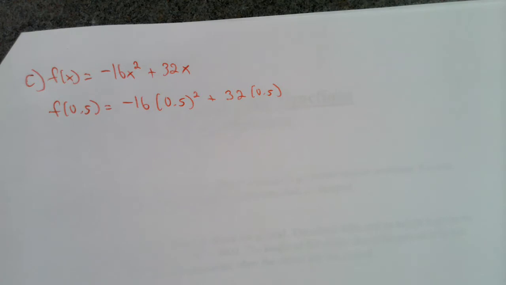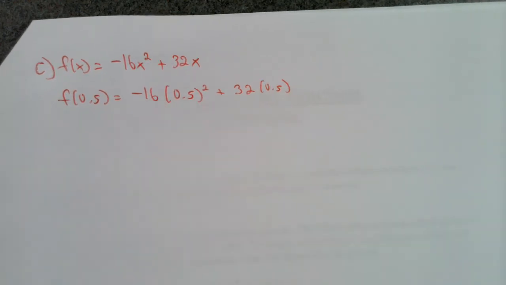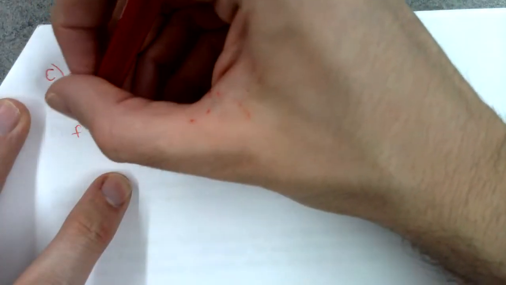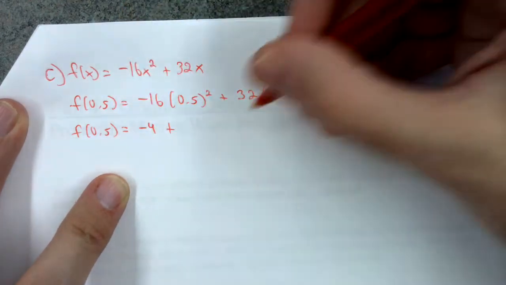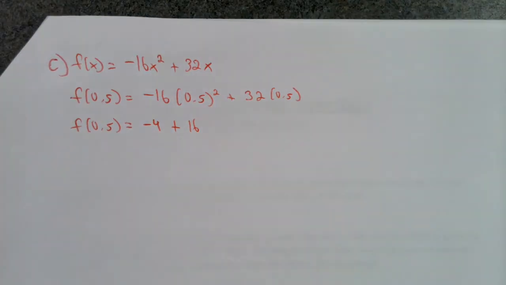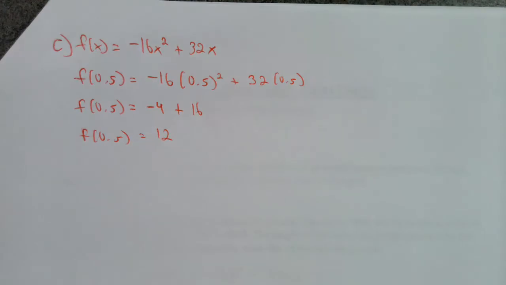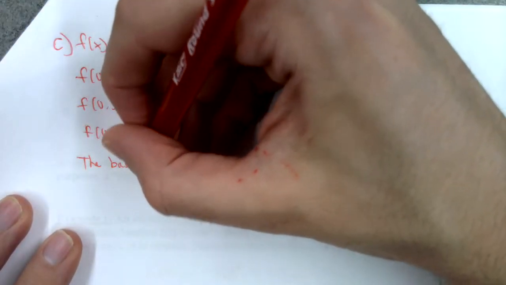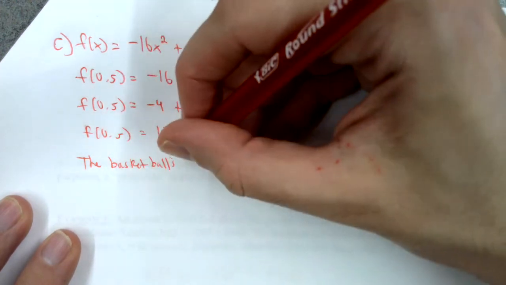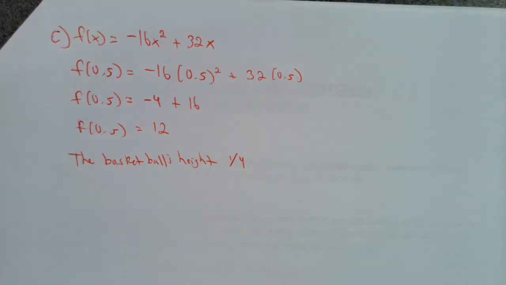0.5 squared is, let's see, 0.25. 0.25 times -16 is -4, plus 16. That gives you 12. So the basketball's height, again, a sentence. The basketball's height 1/4 of the way through its flight is 12 feet.